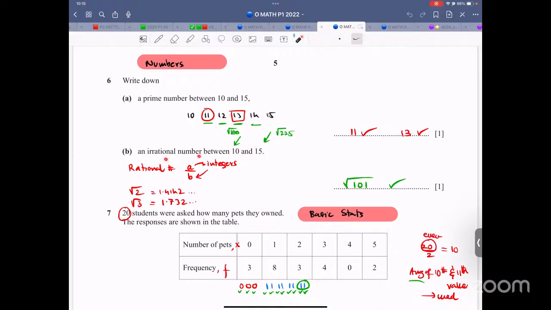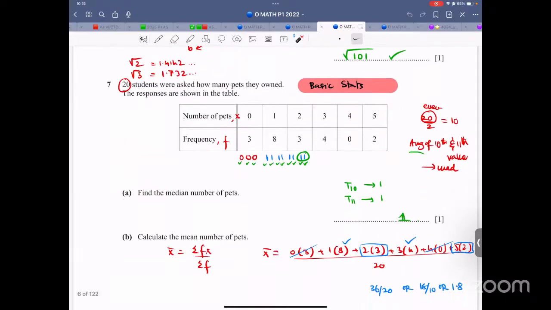An irrational number between 10 and 15. So what is a rational number? That can be written as a fraction of two integers. What is an irrational number? That is square root of 2, square root of 3, and so on. So between 10 and 15. Now 10 square is 100. 15 square is 225. So anything between these two would be irrational. So square root of 101 would be a little bit more than 10. So that would be irrational.